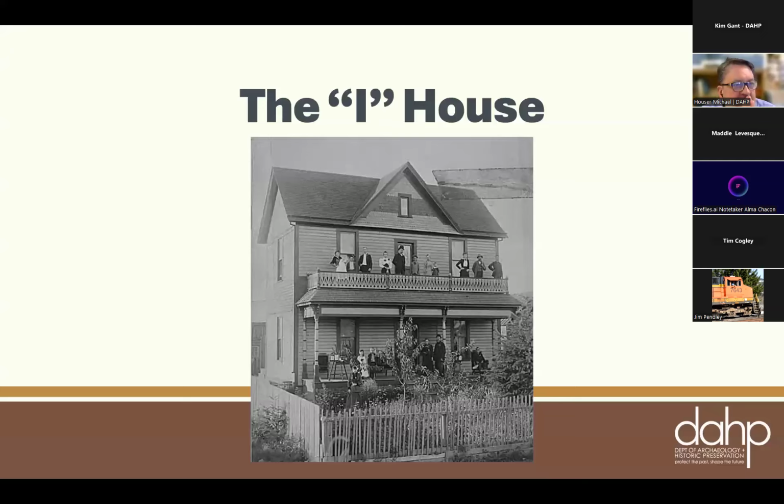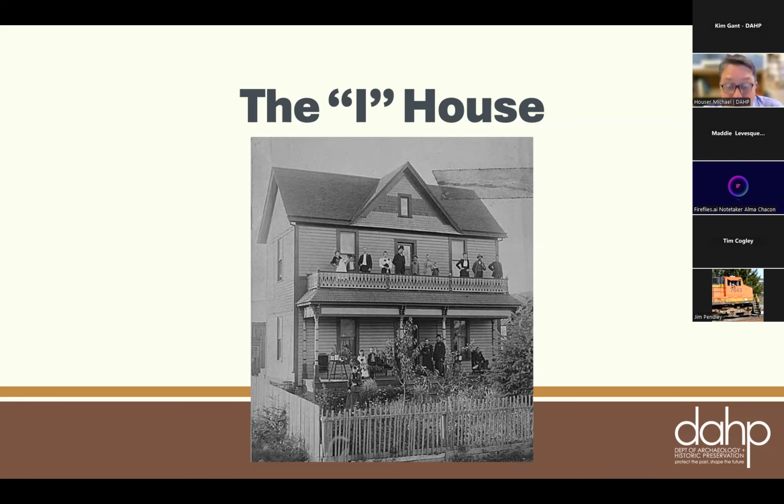The first term that I heard when I was learning about building forms is something called the I house. When I heard the term, I was like, okay, that makes sense. When you look at the house from the side, it's tall and skinny. Okay, it looks like an I. Well, the guy who coined the term found these houses in Iowa, Indiana, and Illinois. So that's why he called them the I houses.